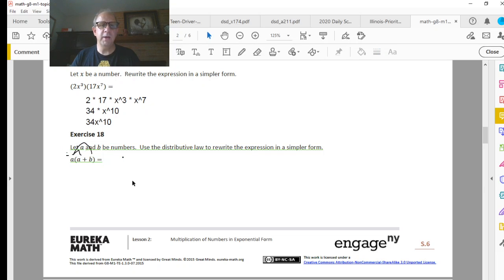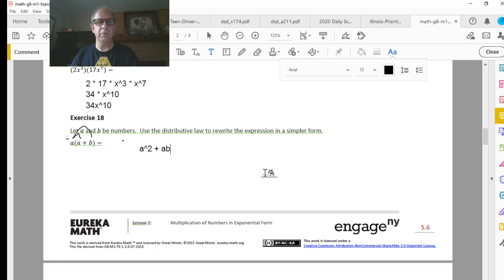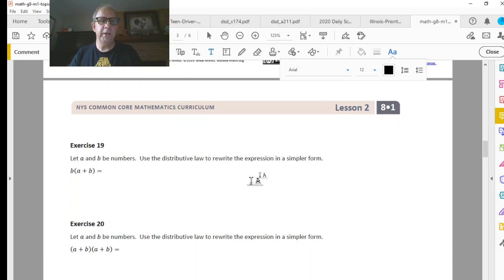A times A is A squared, and then I'm adding them. So A times B is just AB. So A squared plus AB. If I do it just the opposite, it's going to end up being the opposite. So B times A would be BA plus B times B, which is B to the power of 2, or B squared.